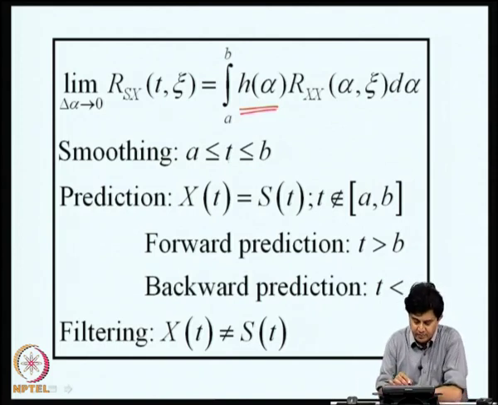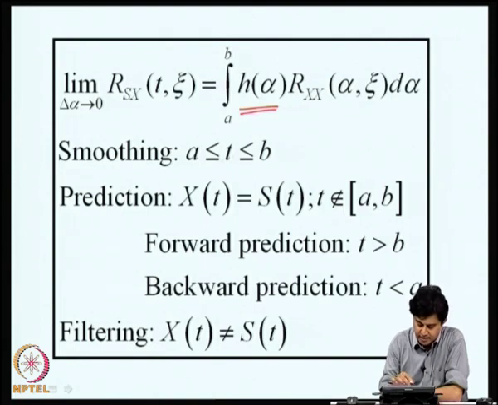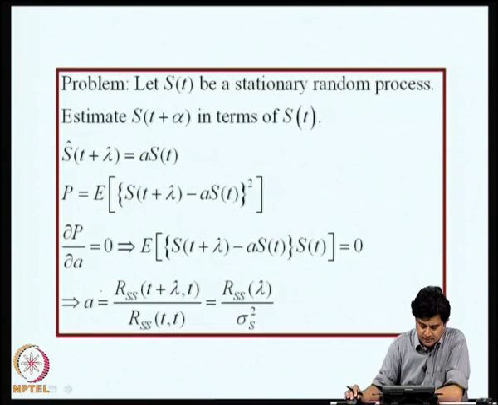Now if the time at which we want to find S of t is within the interval a to b, then we call this problem smoothing. If this t does not belong to the observation time interval, either t is greater than b or t is less than a, we call it a problem of prediction. Filtering is of course the case where x of t is not equal to S of t. So these are the terms that are used in estimation theory.